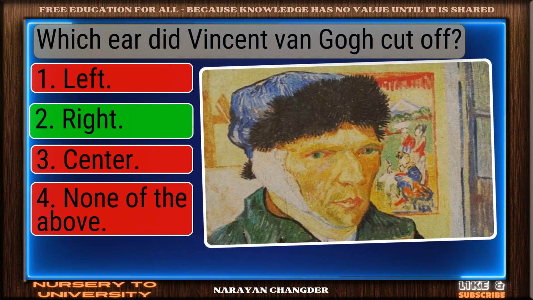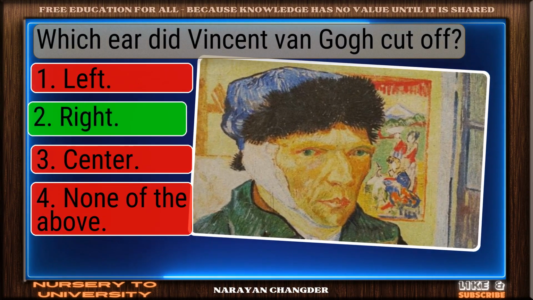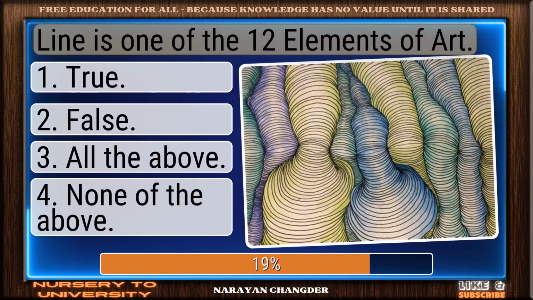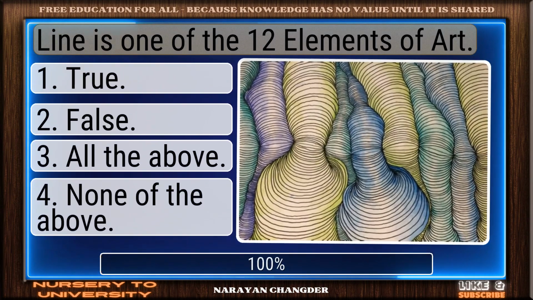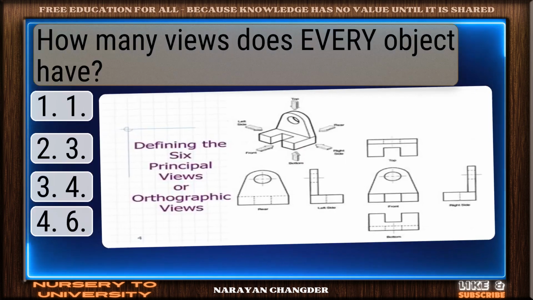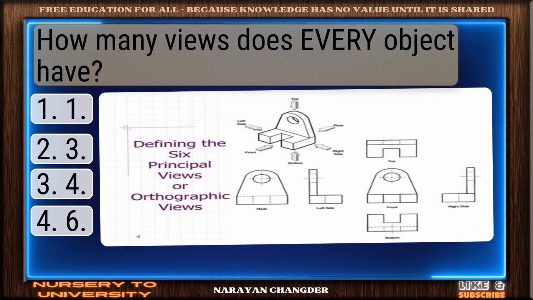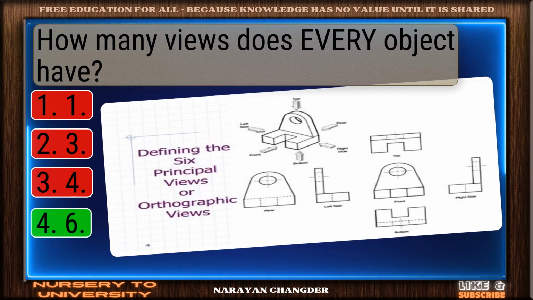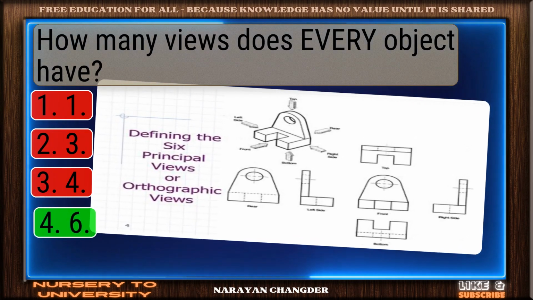You're right. Right is the correct answer. Line is one of the 12 elements of art. Well picked. False is the correct answer. How many views does every object have? Smart move. 6 is an accurate answer.